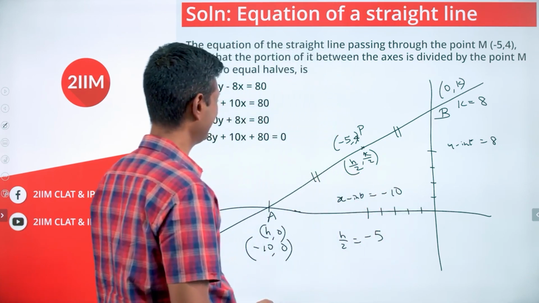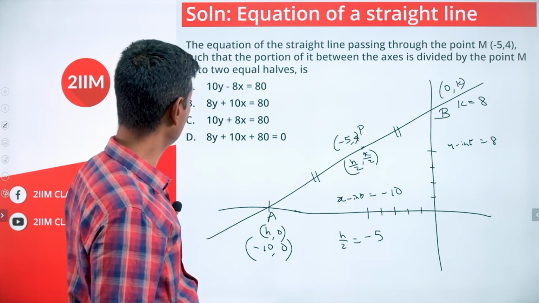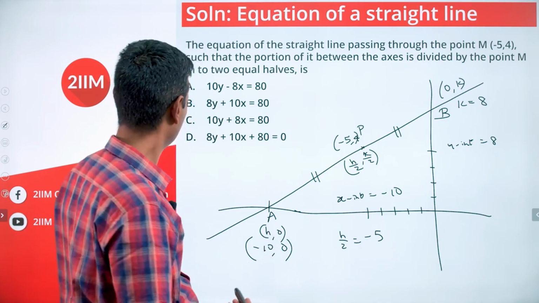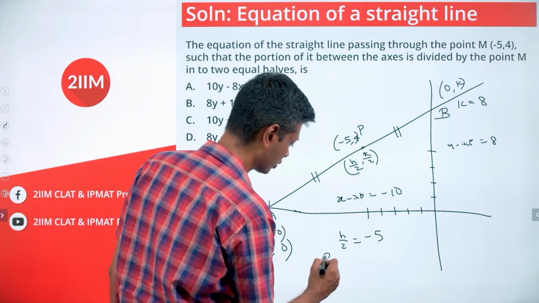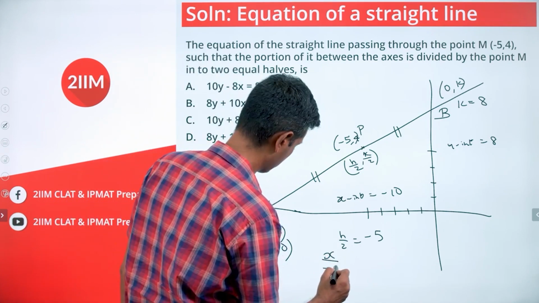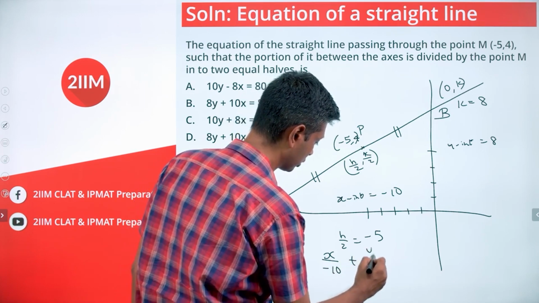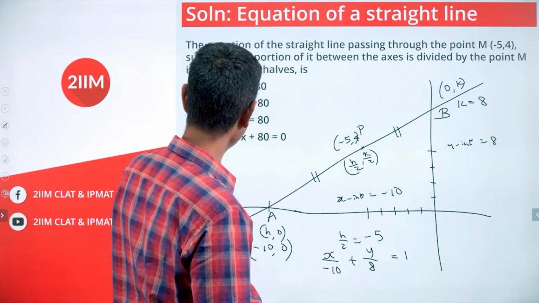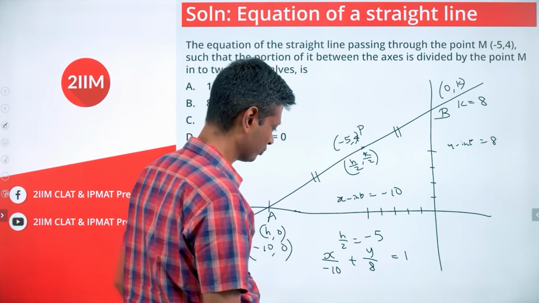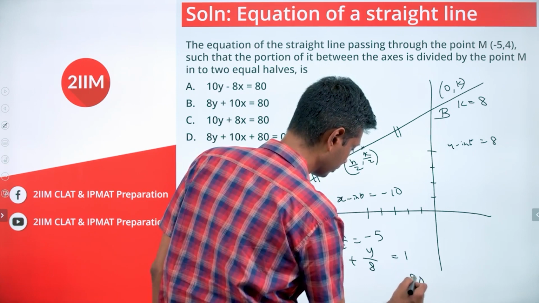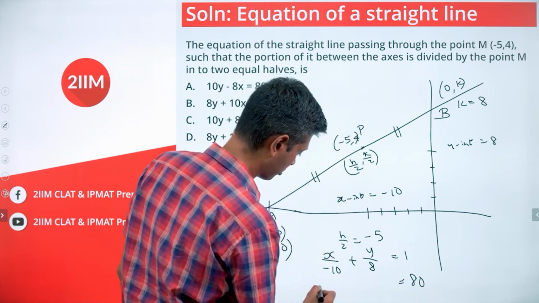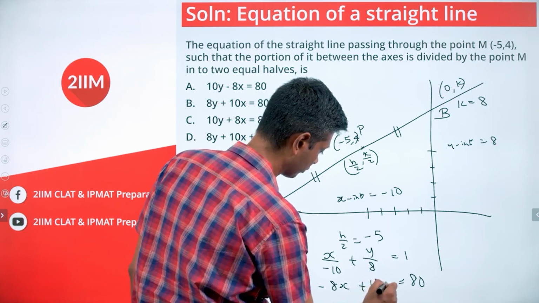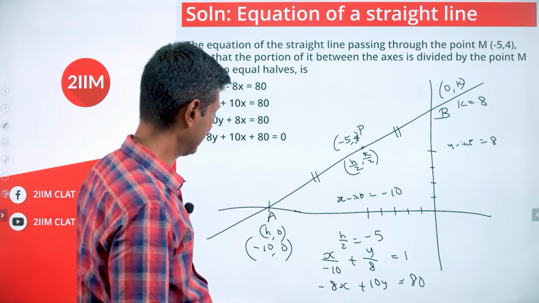Okay. We need to find the equation. (-10, 0) sits on this, (0, 10) sits on this, and so the equation would be x by -10, x by x-intercept, plus y by y-intercept, is equal to 1. We're getting an 80 somewhere, so multiply by 80 so that we get an 80 there. This is 80. Minus 8x plus 10y equal to 80.